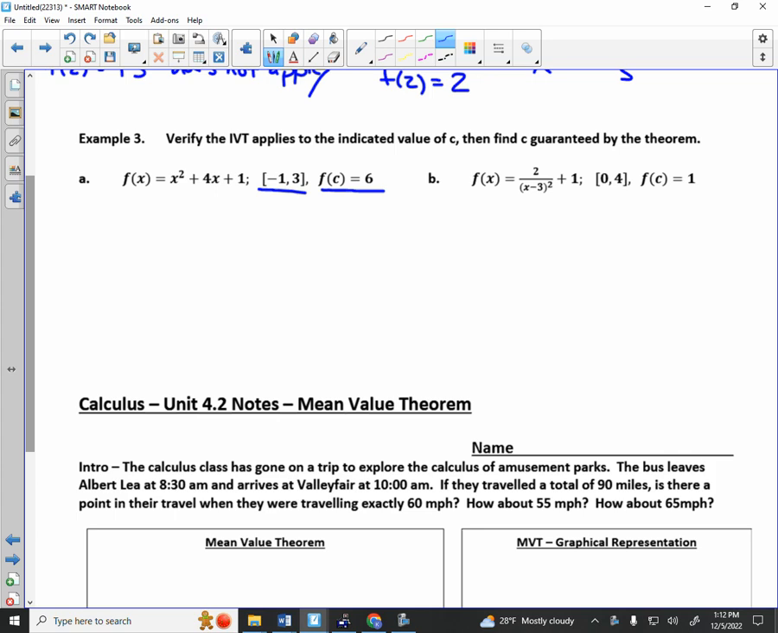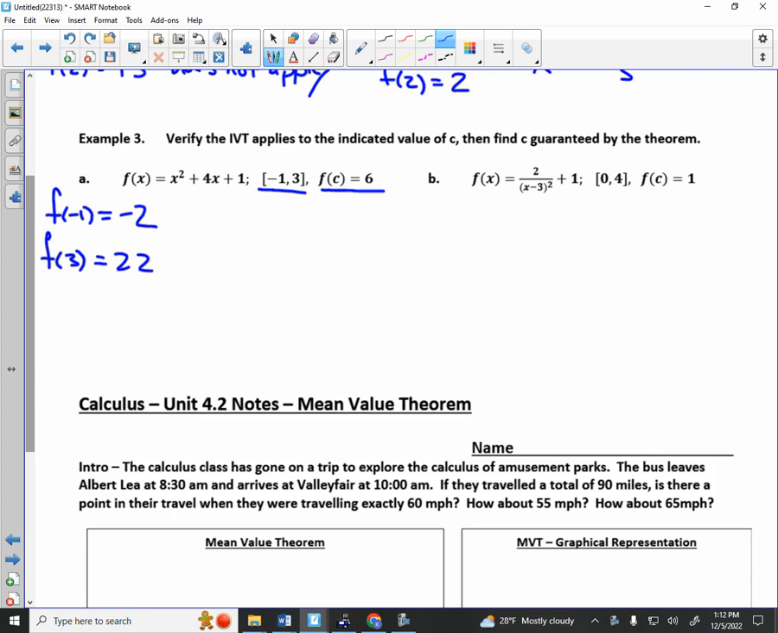Let's see if it applies. F of -1. Let's determine that. What is -1 squared? 1 minus 4? -3 plus 1? -2. F of 3. Now I plug in 3. 3 squared? 9 plus 12? 21 plus 1? 22.